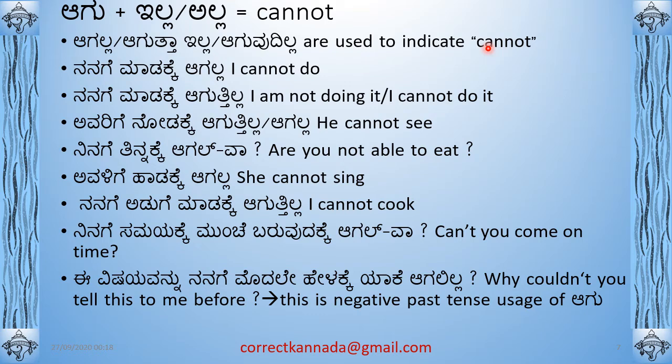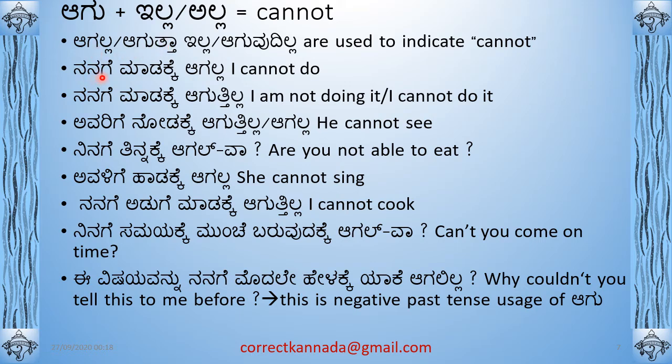Or you can say agodilla. In spoken form it will be agodilla. Okay. Agodilla, agalla, they all mean the same. Agutta illa means cannot. All these mean the same, just that this is simple present, this is present continuous, this is simple future tense, but all of these can be used to say cannot. Okay, I cannot do it. Nanage agalla, you should say.